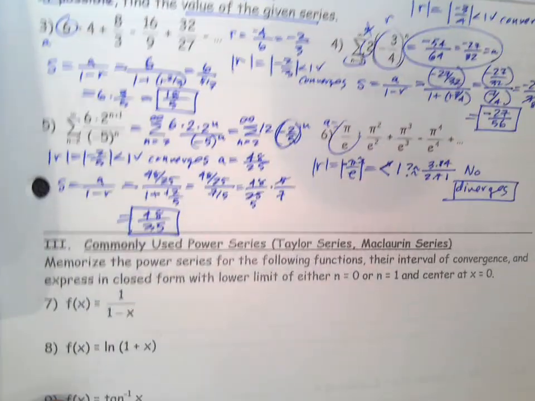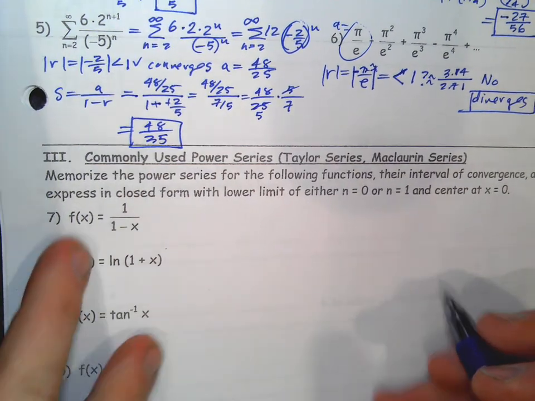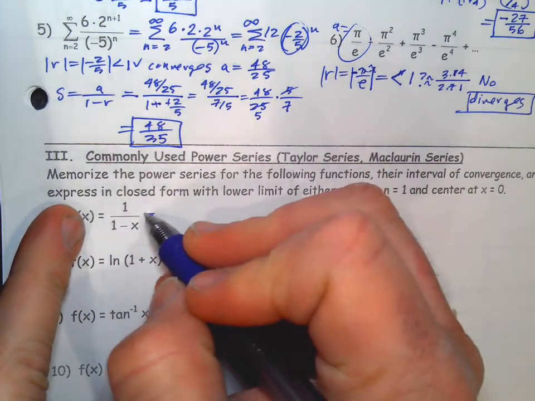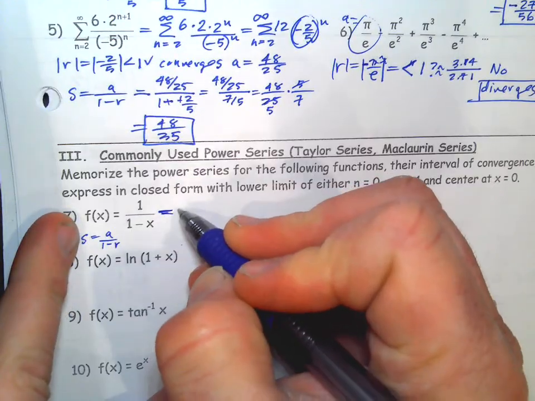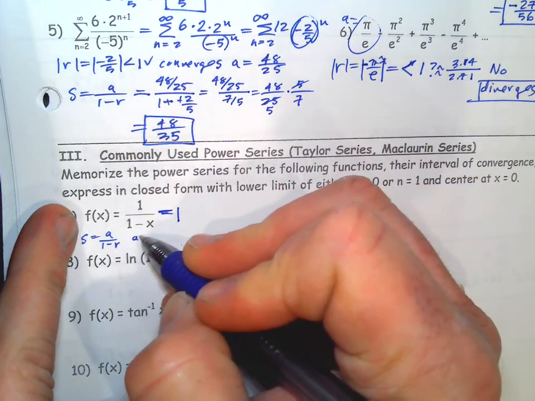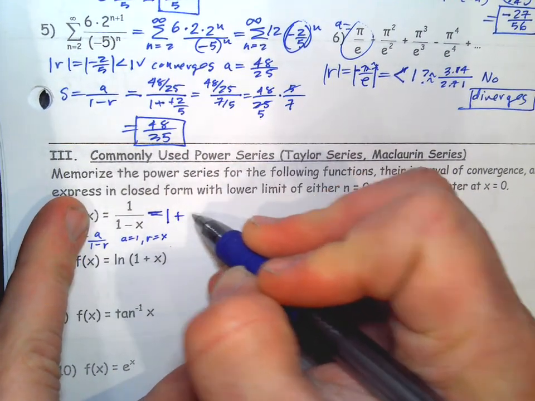All right. Okay, these ones commonly use power series. So these are the ones that we've memorized. So can you write them down from memory? And if you can't write them down from memory, can you recreate them quickly? Because some of these I don't try and memorize. Like this one's easy because this is written in the form of S equals A over 1 minus R. So A is 1 and R is positive X. So you're just multiplying by X.